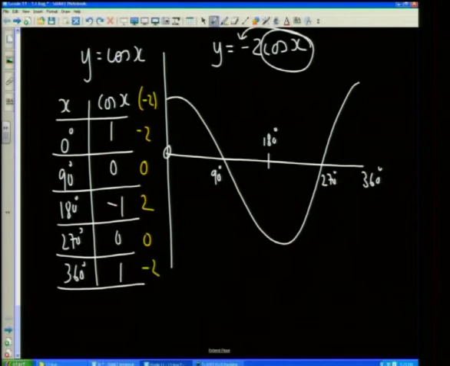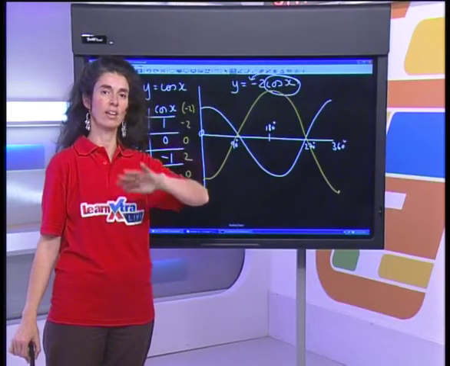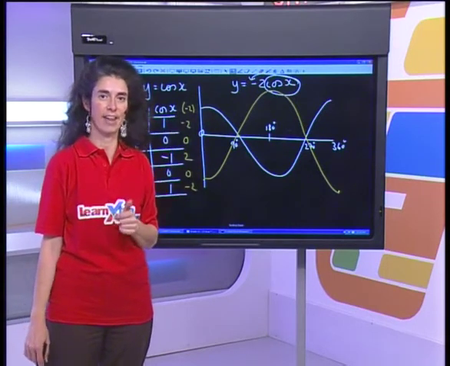Then you go back to your quadrant angles, because those haven't changed, and you plot those values. I now get a negative 2, a 0, a positive 2, a 0, and a negative 2. So my graph would look like that. It would be a reflection about the x-axis, or a reflection about the angle axis.